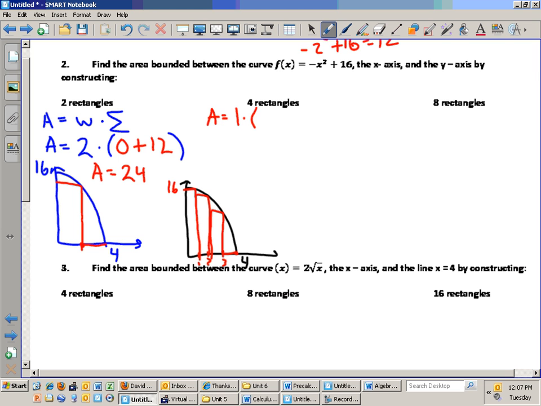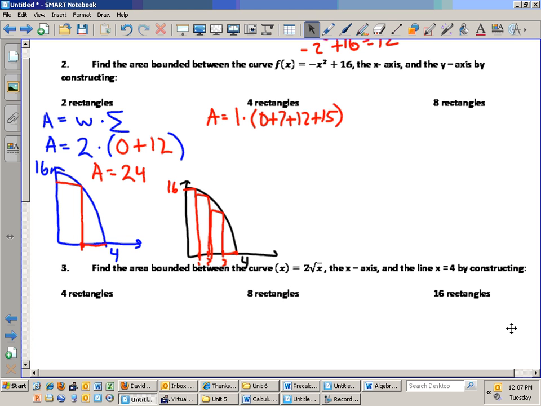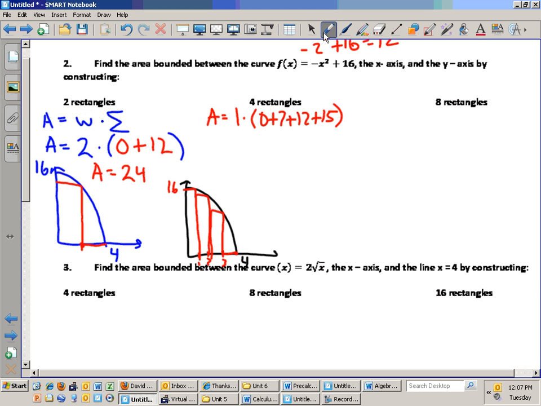So the height of the rectangle at 4 is 0. Height of the rectangle at 3, 7. Height of the rectangle at 2, 12, and height of the rectangle at 1, 15. So 0 plus 7 plus 12 plus 15. And so if I look at this, I have 7 plus 12 is 19, plus 15 is 34. So now the area is 34.